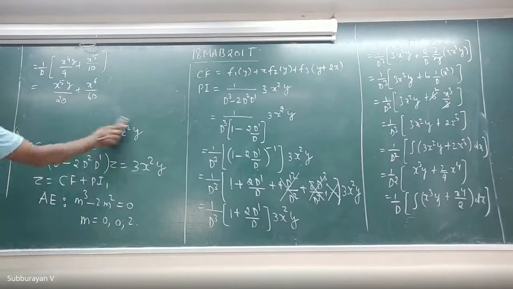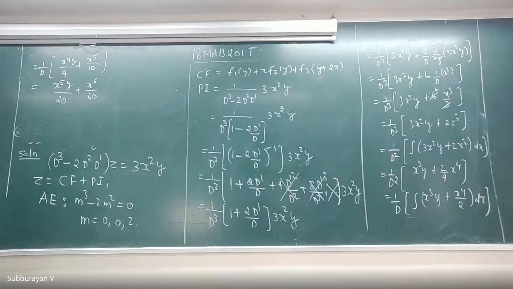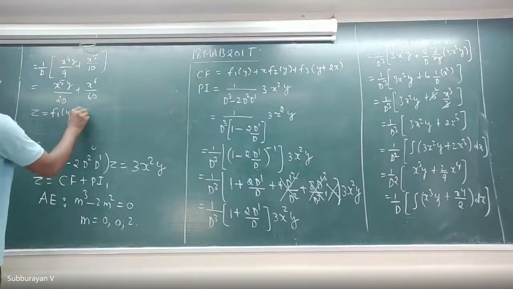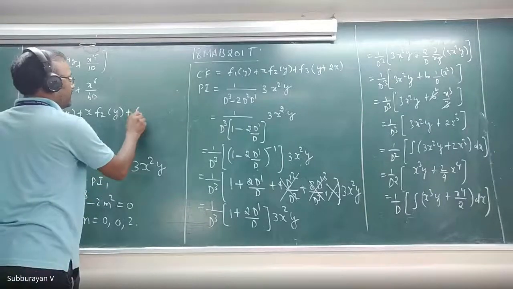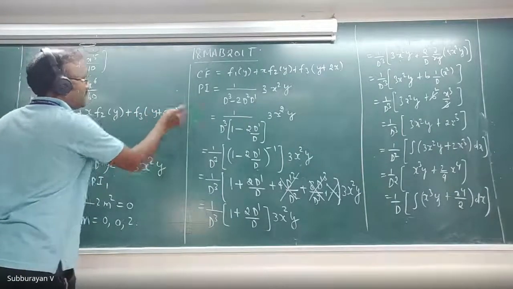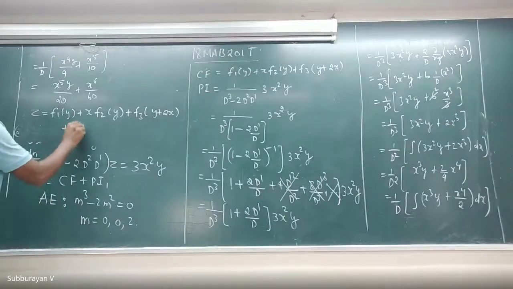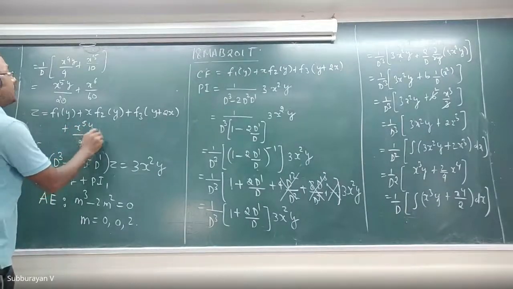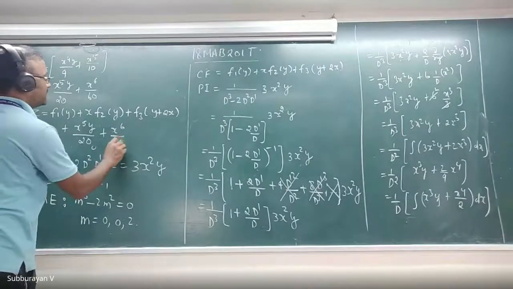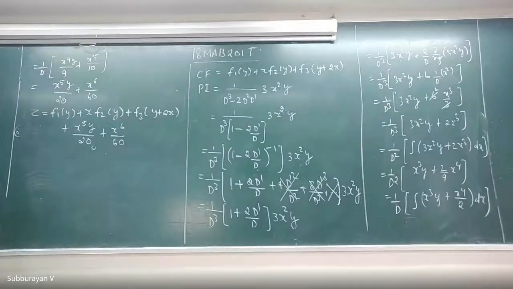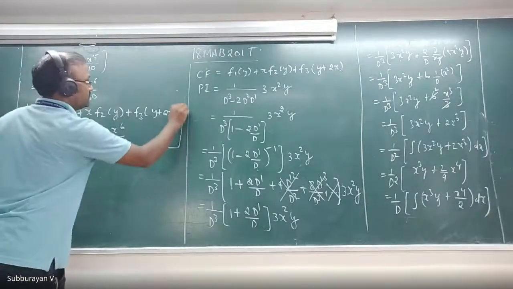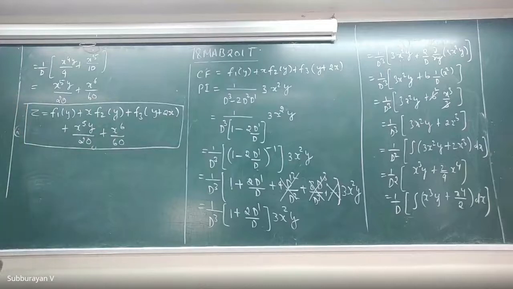Okay, fine. Therefore what is my general solution? My general solution is f1(y) + x f2(y) + f3(y + 2x) plus x⁵y/20 + x⁶/60. This is the required general solution. Is that clear?